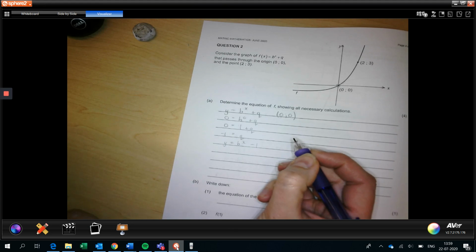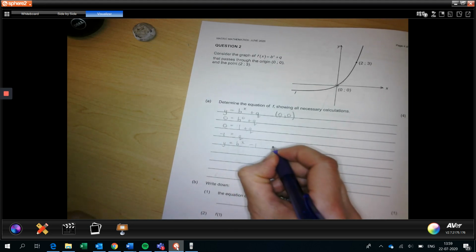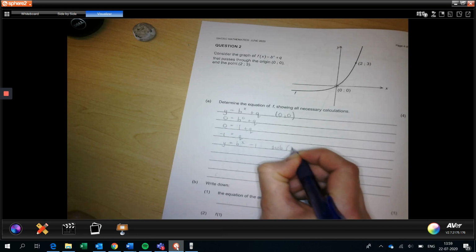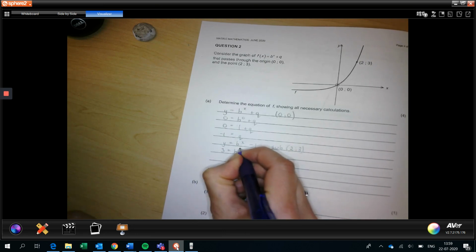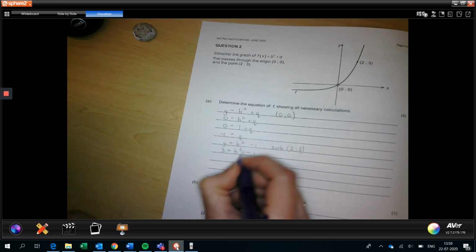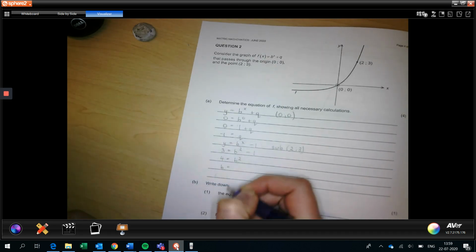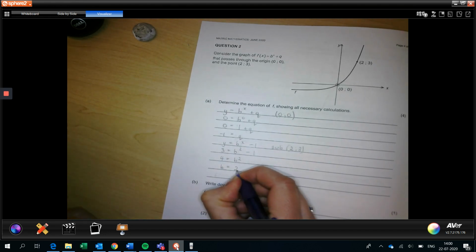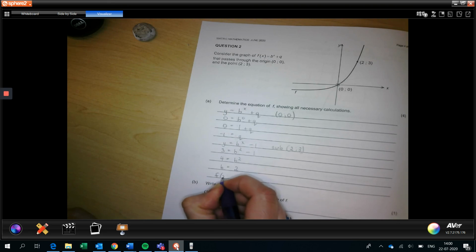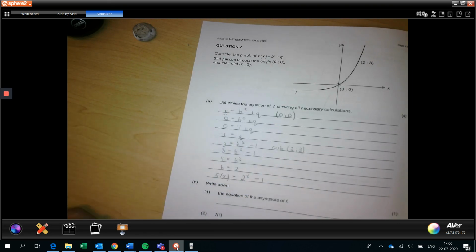So now we need to solve for b. Is there another point that this curve passes through? Yes. We're going to substitute 2, 3. 3 goes into y's place, 2 goes into x's place, and I get b squared is 4. So b is plus or minus 2, but you should know that an exponential graph is not defined when the base is negative. So it's just b is 2. So therefore, f of x is 2 to the x minus 1.